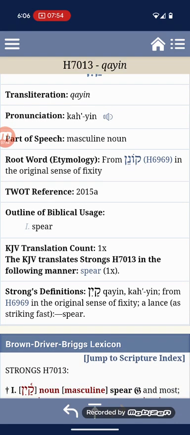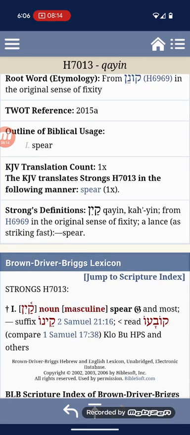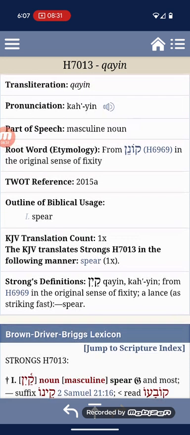And I'll give you a pronunciation again. Strong's H7013. Cain. Cain. All right, it's the same pronunciation under the root of the word. And biblical usage says spear. All right? So a smith could make a spear. Or dagger. It says under the Strong's definition, in the original sense of fixity, a lance as striking past, or a spear. All right? So you can see Cain's name means a spear or dagger.